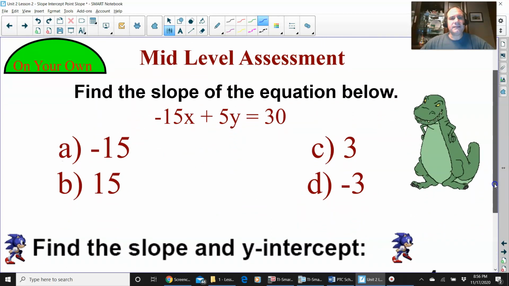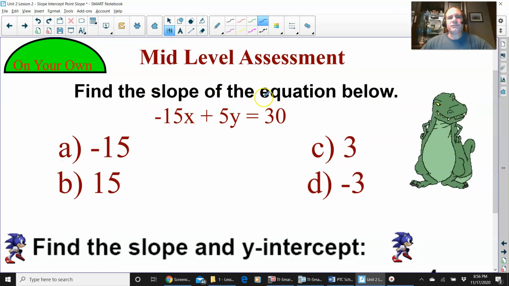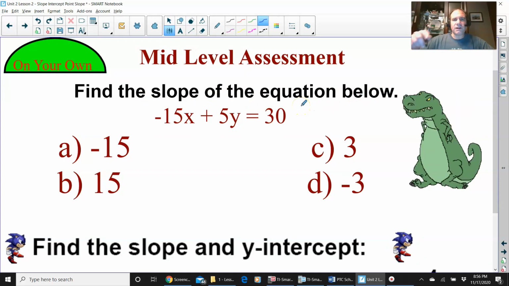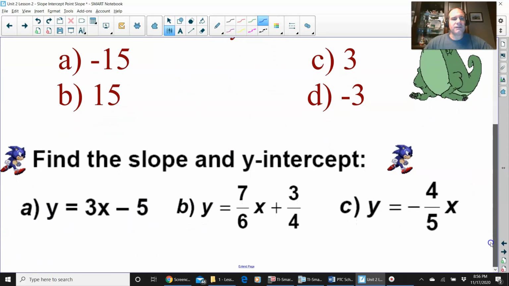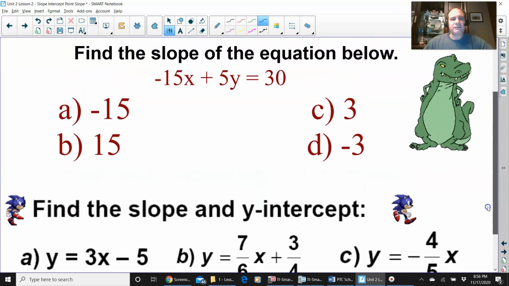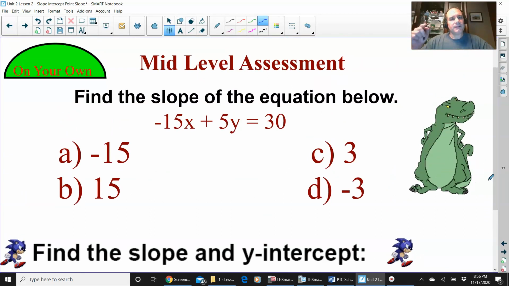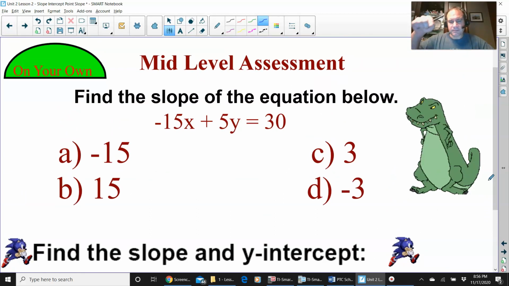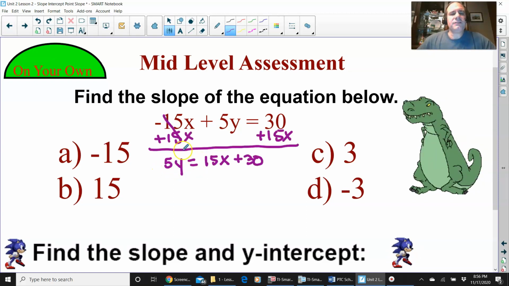This is the mid-lesson assessment. Find the slope of the equation below. Try to do the problem and also do the 3 problems. Find the slope and the y-intercept. We'll go over all 4 of these when we come back. Try the problems now, and you could press pause. So hopefully you did do these problems.